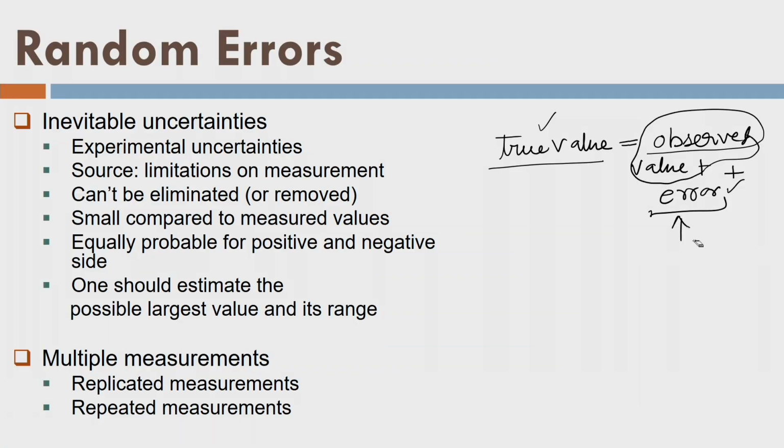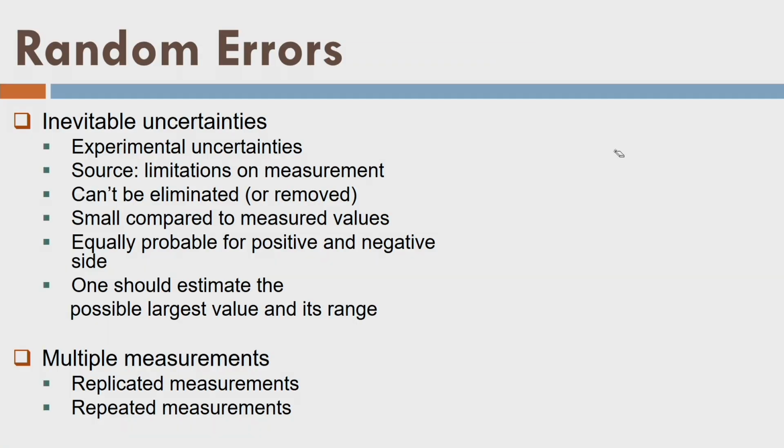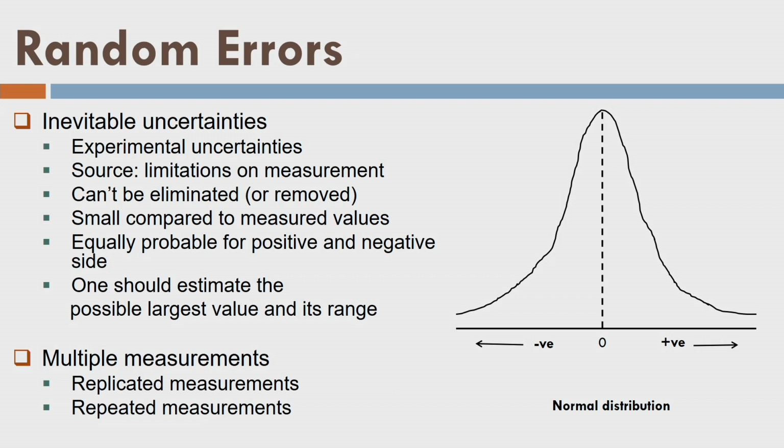So the idea is they are so small compared to the measured values. That means if I am measuring 2.33 meter, it could be of 1 centimeter, it could be of 1 millimeter, very small. So now let us look further. They are equally probable for positive and negative side. What is the meaning here? Errors, they are following the normal distribution. Okay, so the idea here is, let's say this is some value of error here.